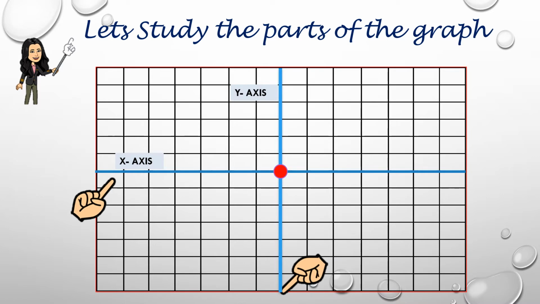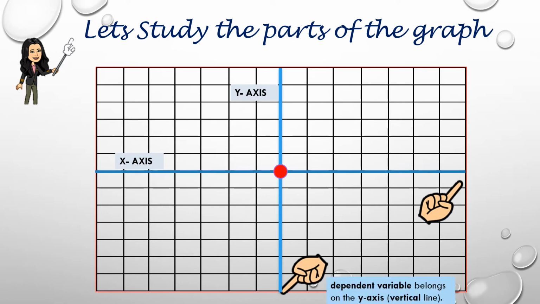So, it is our y-axis. And then, the horizontal line, yung line na nakahiga, we call that one the x-axis. Maliwanag? So, vertical line, yung line na nakatayo, is our y-axis. Yung line na nakahiga is our x-axis.